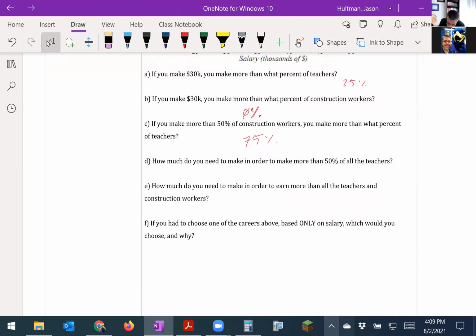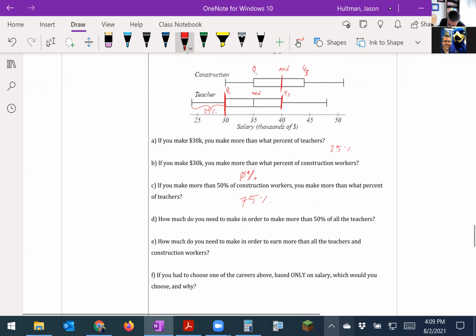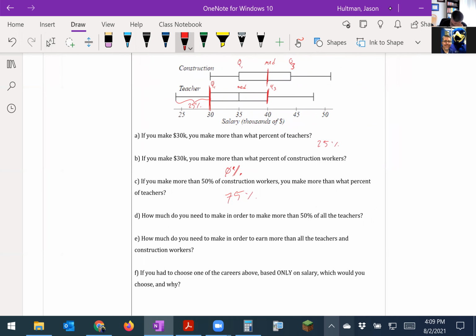How much do you need to make in order to make more than 50% of all teachers? Let's see. Well, what's the median for teachers? The median for teachers is 35. So you need to make more than 35,000 to say that I make more than 50% of teachers.